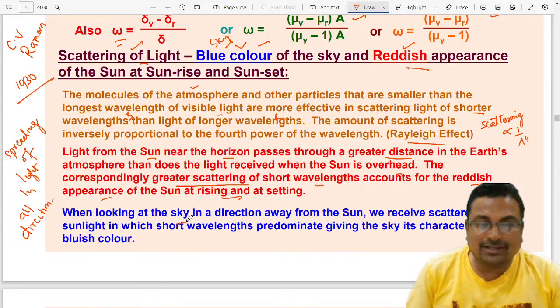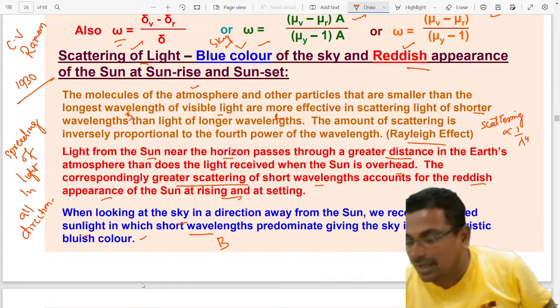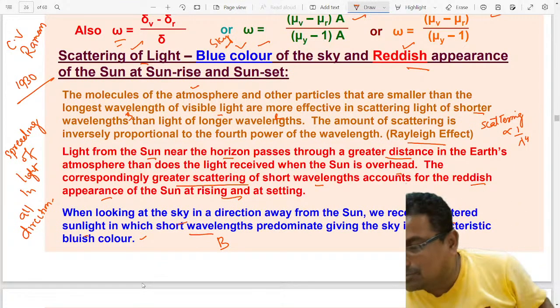When we look at the sky in the direction away from the sun, we receive scattered sunlight which is of shorter wavelength, that is the blue color. The sky is characteristically blue because blue color has the shorter wavelength, is scattered more, and reaches our eyes. Because of scattering of the light, the sky appears blue. Hope my friends you understand it.